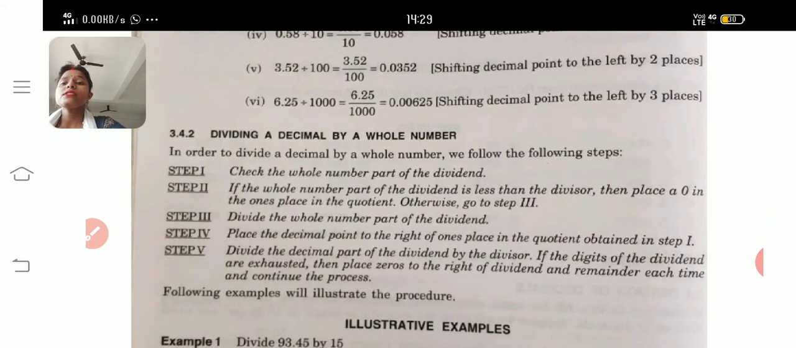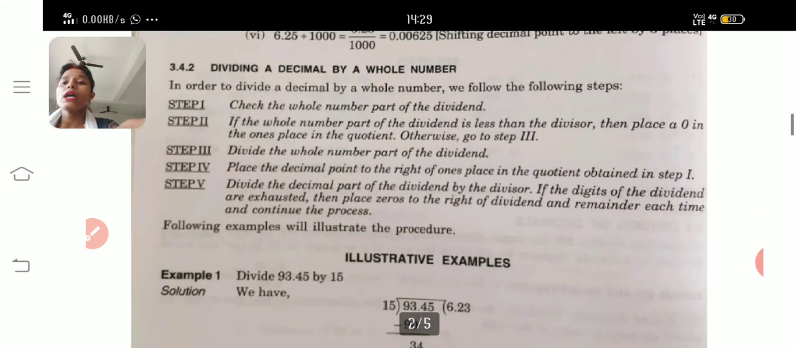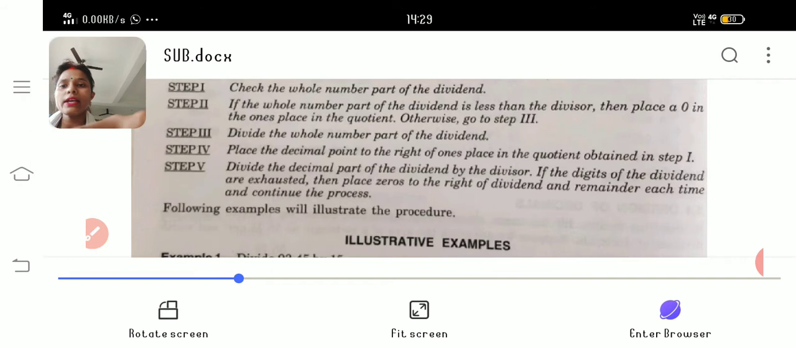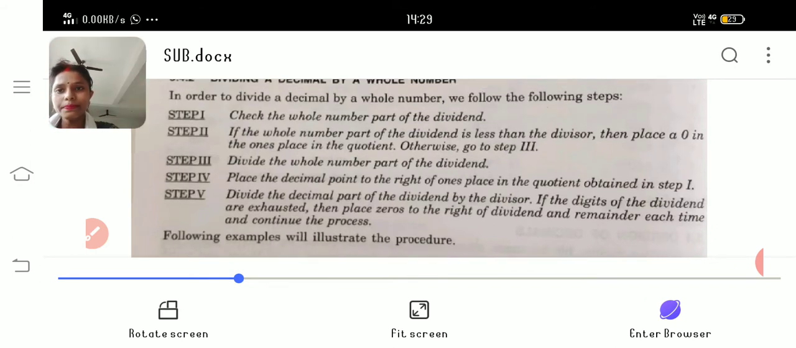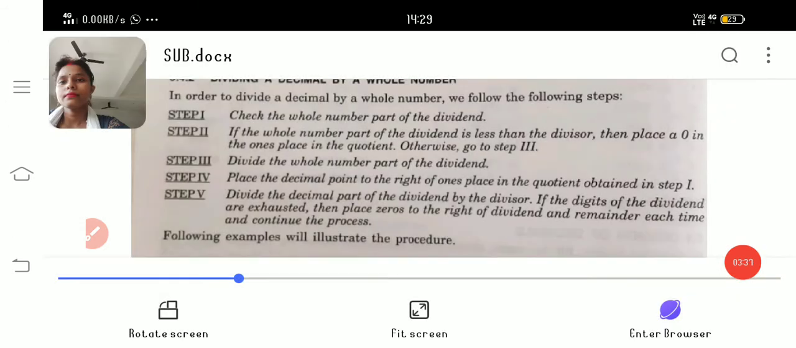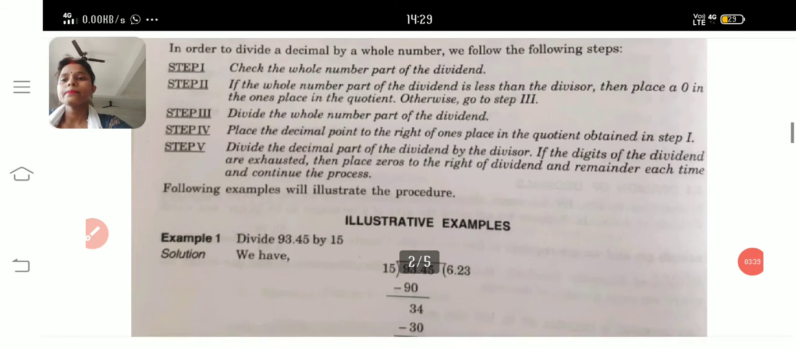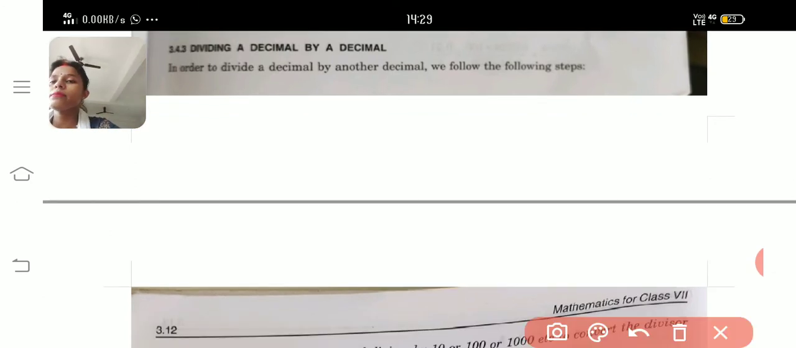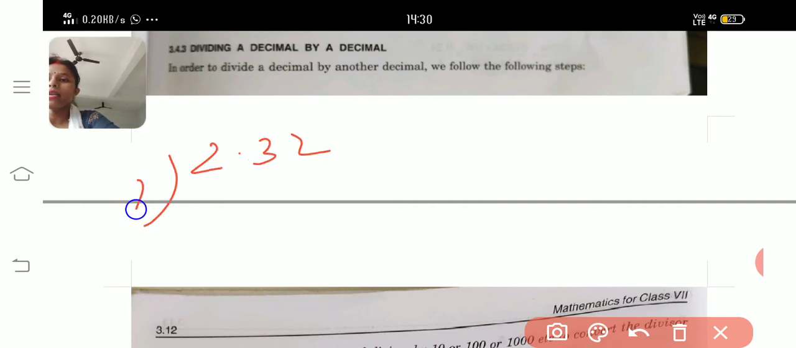Now the second topic is dividing a decimal by a whole number. How will we divide a decimal number by any whole number? Read this properly, students. Read this clearly. Now I am going to tell how we divide any decimal number by a whole number. For example, 2.32. We have to divide it by 2.